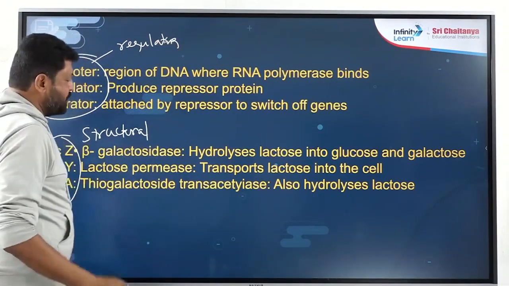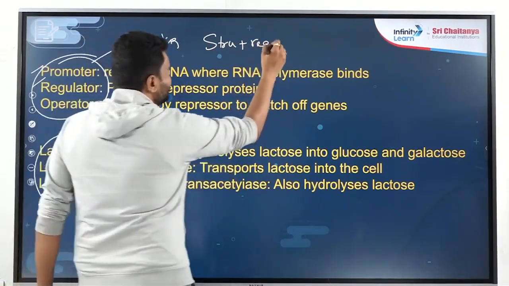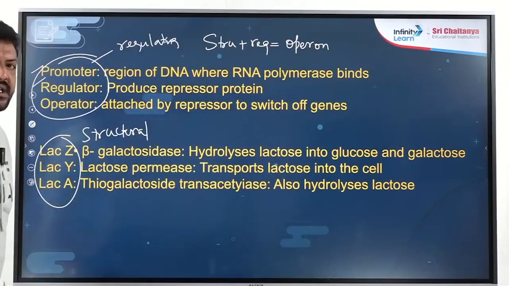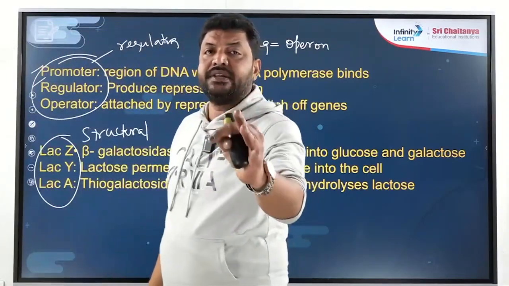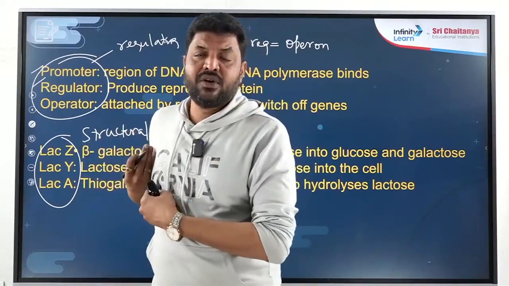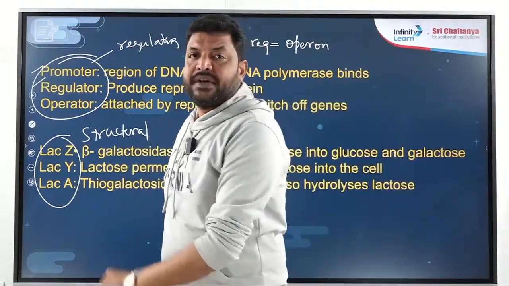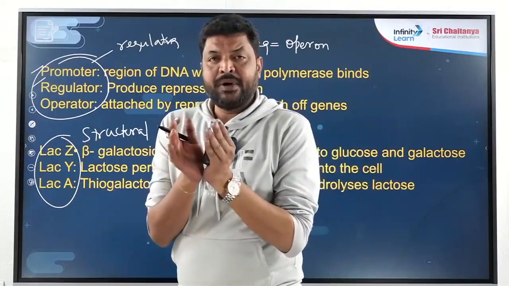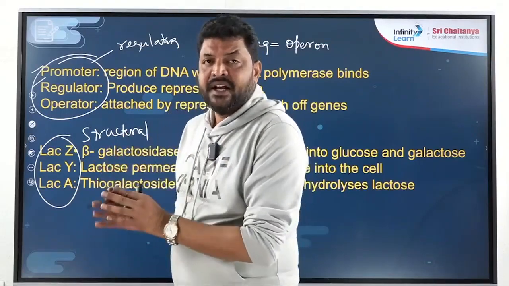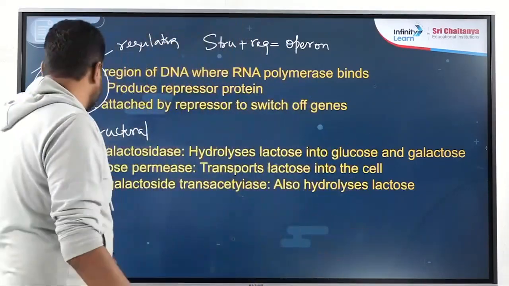These three are regulating. I told you already, structural genes plus regulatory genes together are called an operon. In bacteria, all structural genes are closely associated with regulators. But you have to remember one more thing: in eukaryotes, a gene present on chromosome number 1 may be regulated by another gene present on chromosome number 20. So the regulator, promoter, and operator are not adjacent to the structural gene in eukaryotes, but in prokaryotic bacteria, all structural genes are associated with regulatory elements.